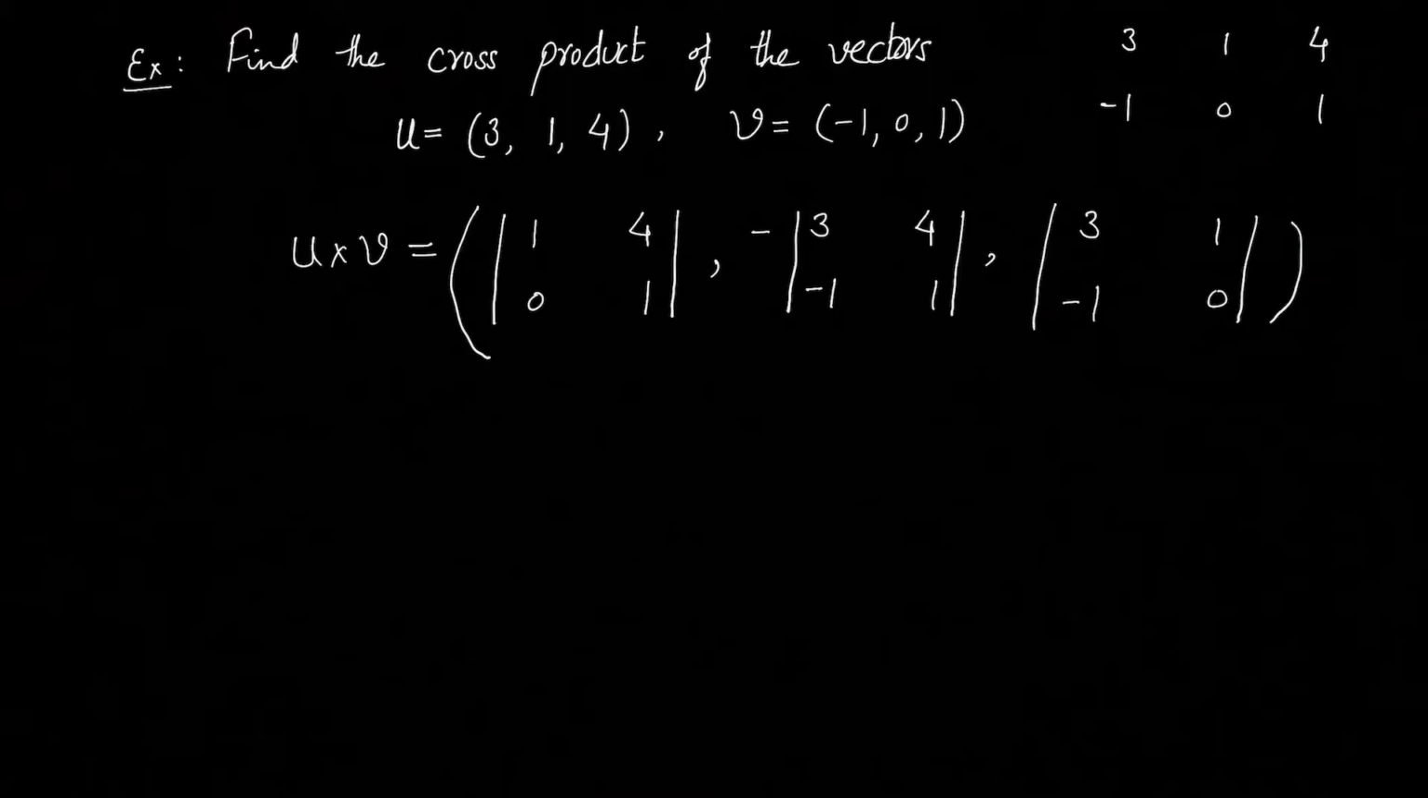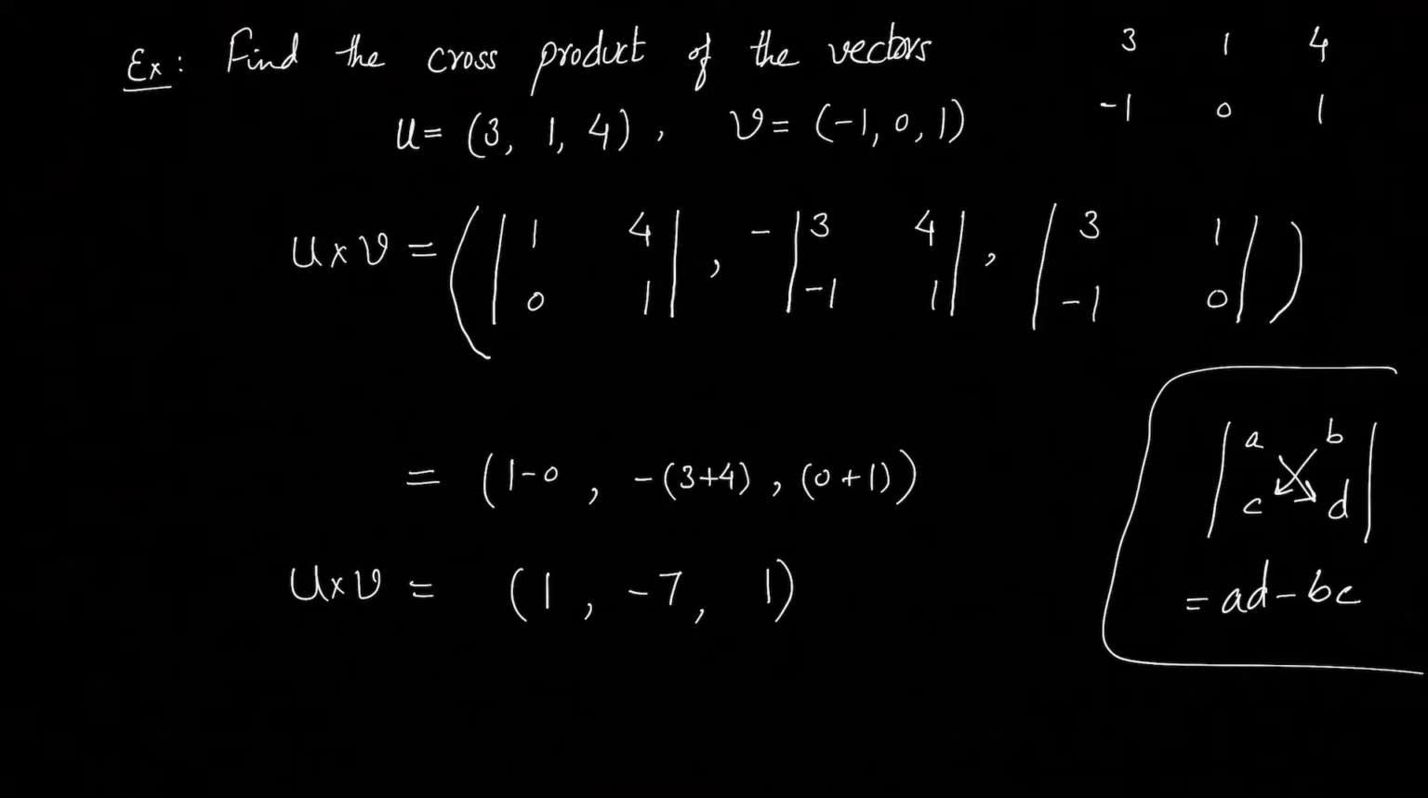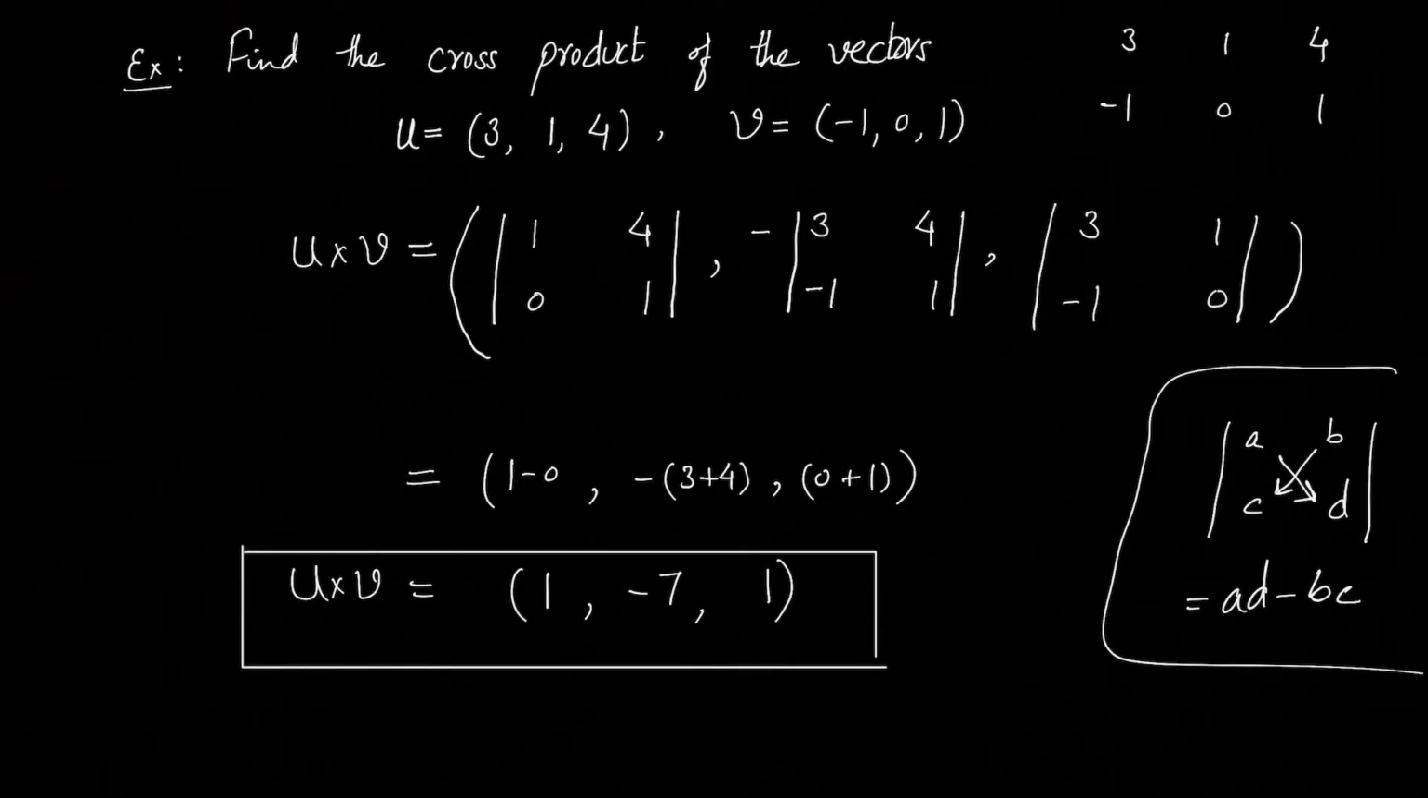Now just find the determinant of each 2 by 2 matrix. You know that if you have a 2 by 2 matrix a, b, c, d, its determinant is given by ad minus bc. This is just for recalling you. So it will be 1, minus 7, 1, which is the required cross product of vectors.